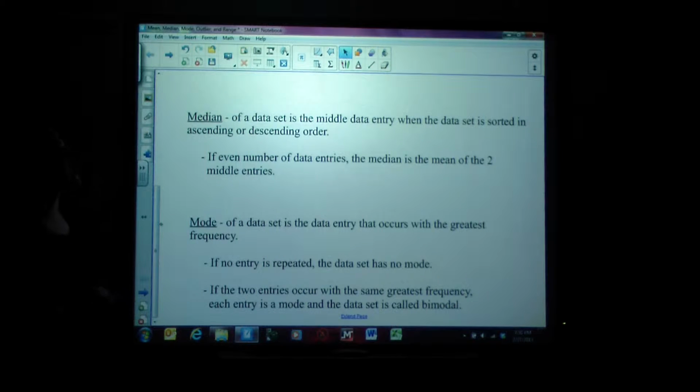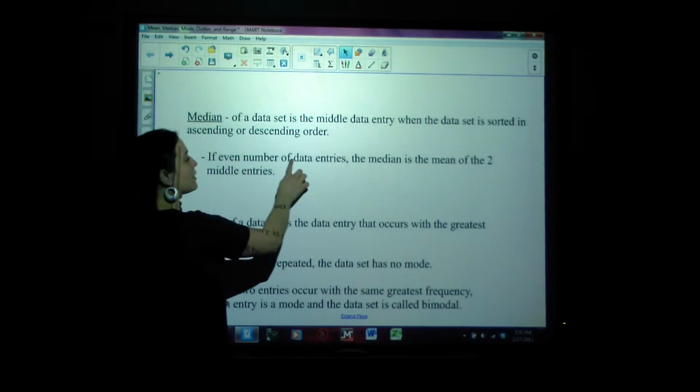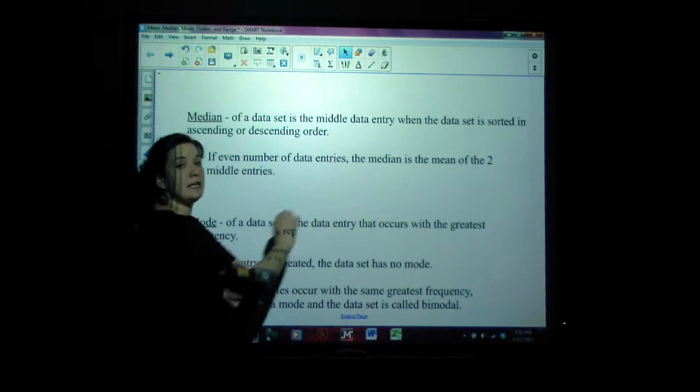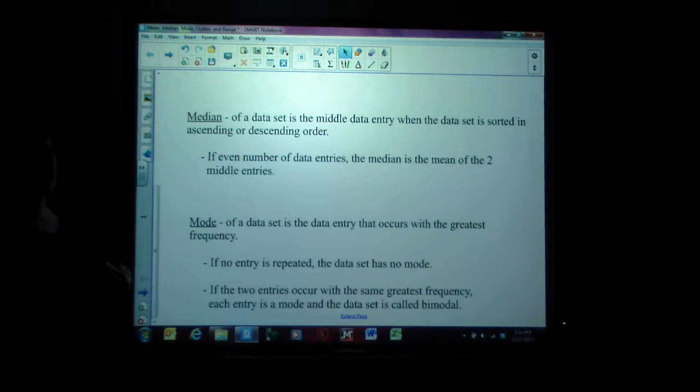The median of a data set is the middle data entry when the data is sorted in ascending or descending order. So really important, we have to make sure the data is in order before we simply count into the middle and find that median. Now, just so you realize, if there is an even number of data entries, the median falls back to being the mean of those two middle entries. We'll see what that looks like in a little bit here.